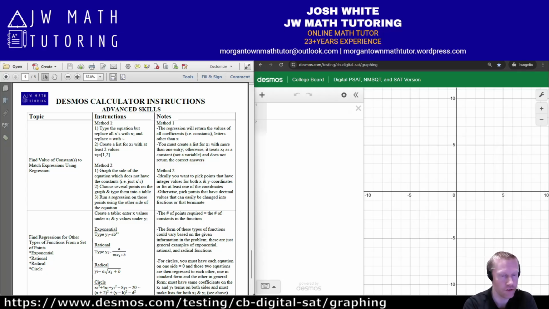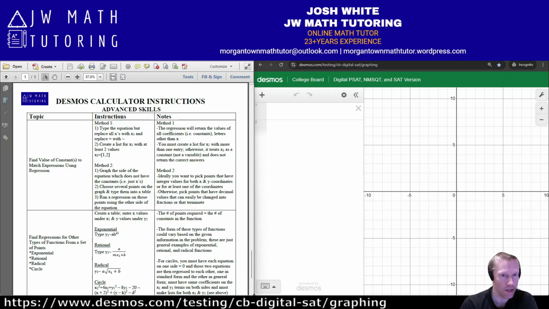The first way is what I think is the simpler and easier way, but I will show you the second method as well. And the first way, basically what you're going to do is you're going to type the two things that are supposed to be equal to each other, except all the x's are going to have x sub 1 replaced for them, and you're going to use a tilde instead of an equal sign.